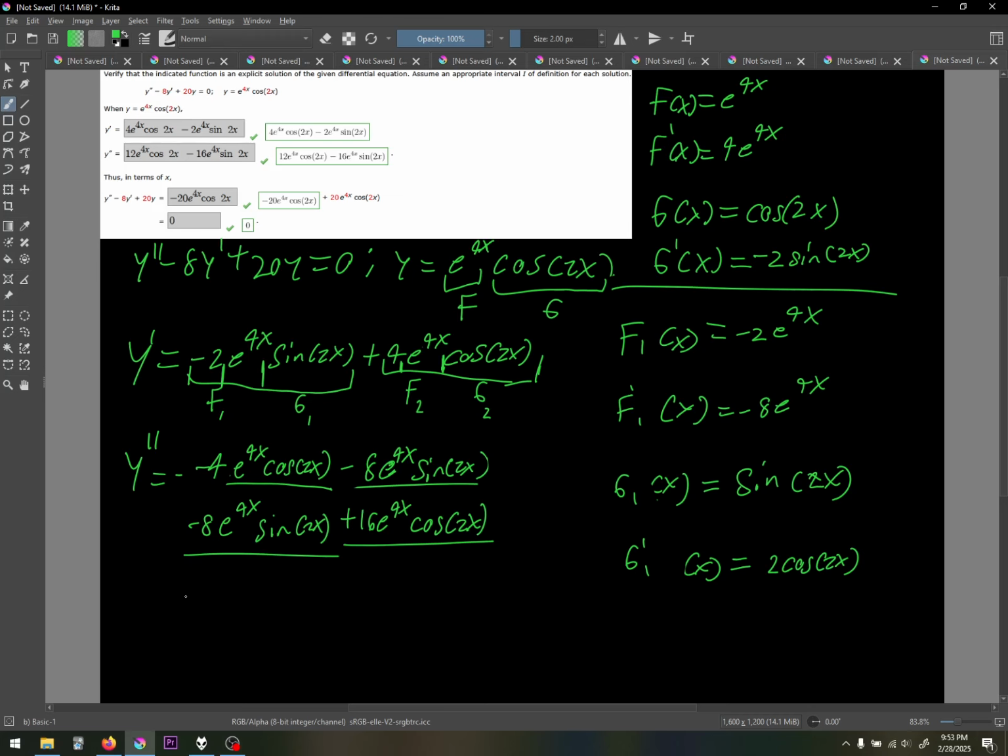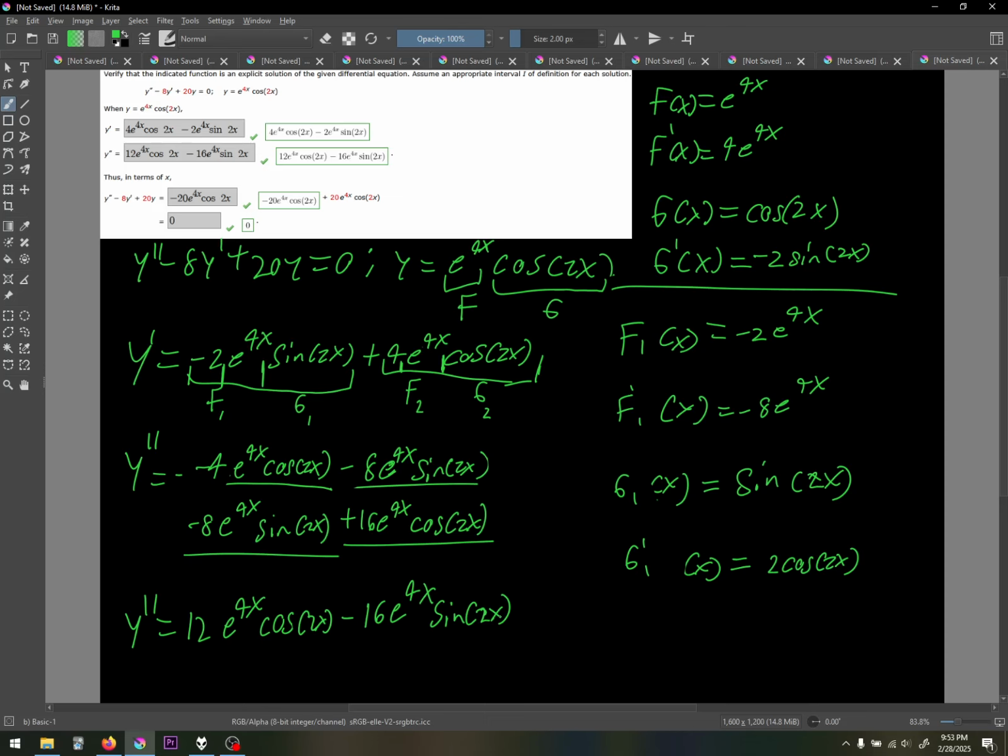Okay, combining these, we have y double prime equals 12e to the 4x cosine of 2x minus 16e to the 4x sine 2x. Yeah, perfect.